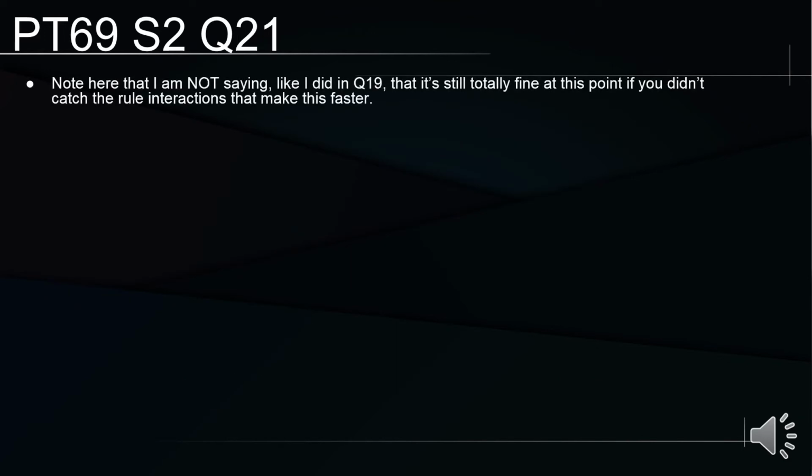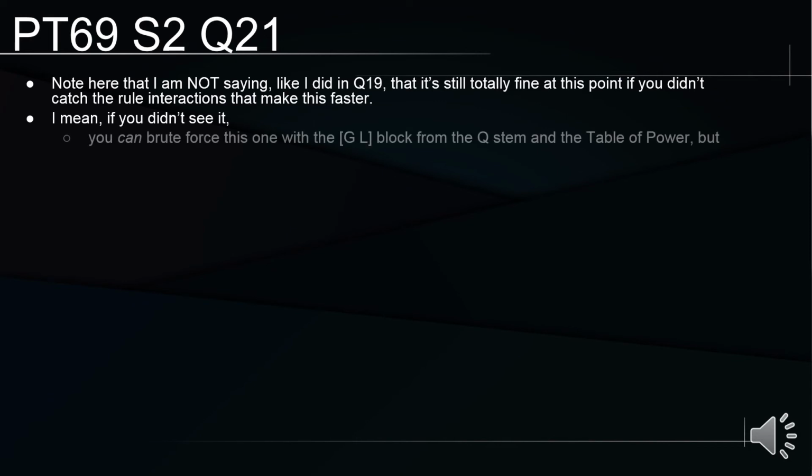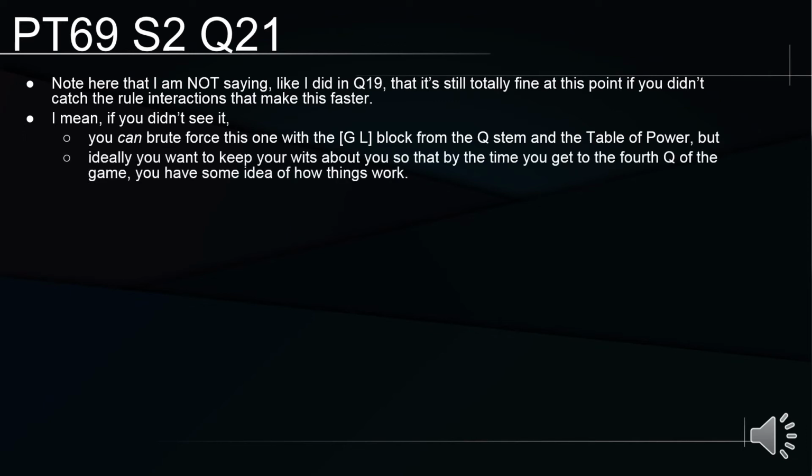So note here that unlike question 19, I am not saying that it's still totally fine at this point, if you did catch the rule interactions that made this faster. I mean, if you didn't see it, you can brute force this one with the GL block from the question stem and use the table of power across all the answer choices, but ideally you want to keep your wits about you, so that by the time you get to the 4th question of the game, as 21 is, you have some idea of how things work.